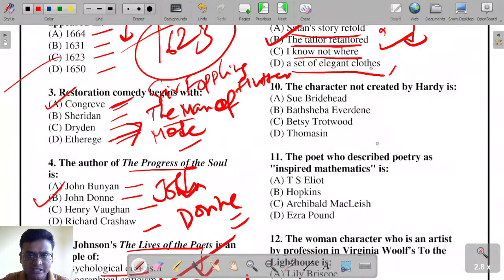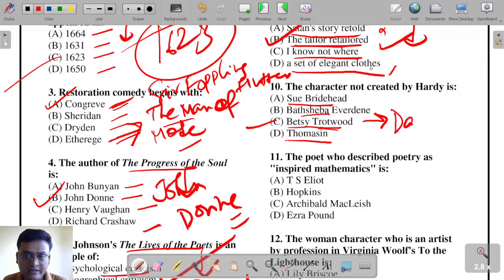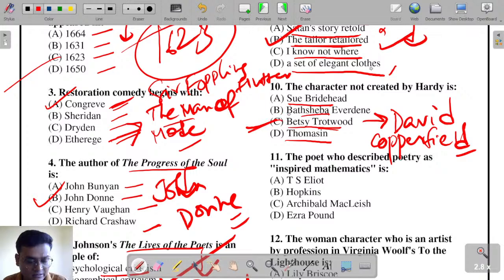The character not created by Hardy is: Sweet Brighton Bathsheba, Betsey Trotwood, or Thompson. The character that was not created by Hardy is Betsey Trotwood. Now you tell me, Betsey Trotwood appears in which novel? That is in David Copperfield, the autobiographical novel. Betsey Trotwood is a character that appeared in David Copperfield. She is his great aunt on his father's side. Who was David Copperfield's great aunt? Betsey Trotwood. Okay, let's go.